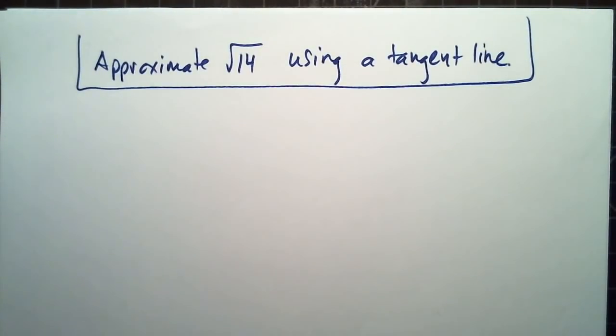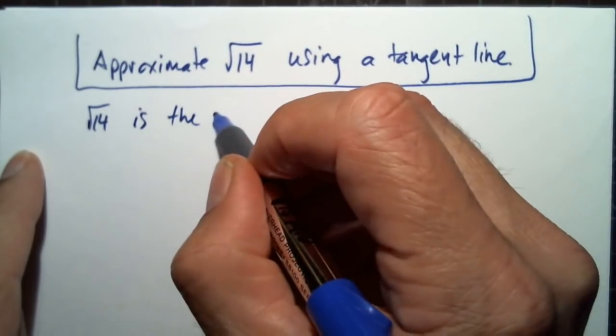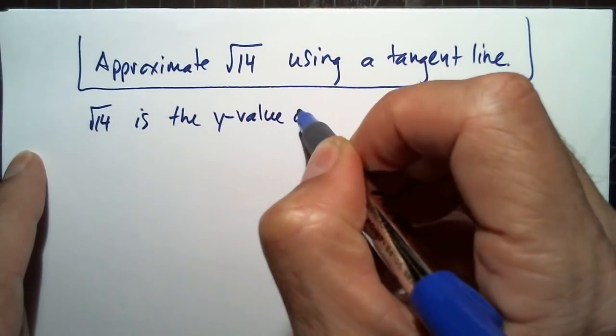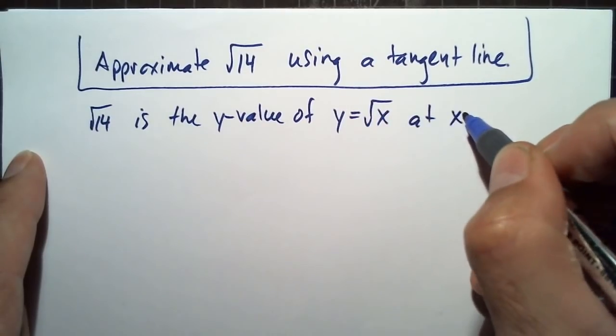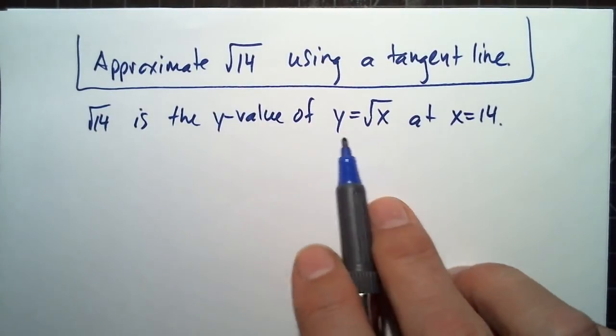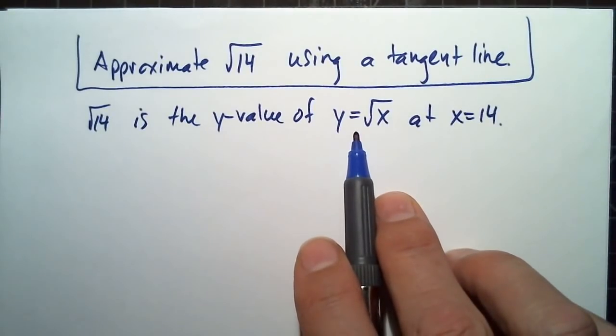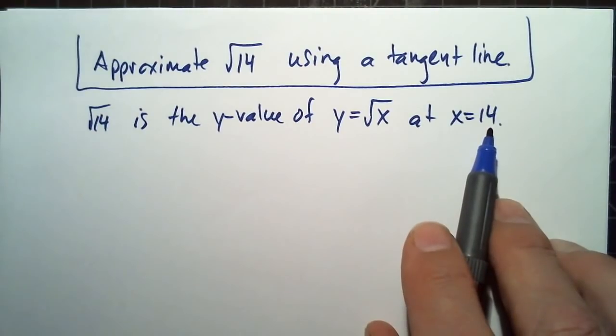So if we're going to make a tangent line, we need to have a function. And maybe you don't see the function. There's no equation here. Radical 14. Well, we could say that radical 14 is the y value of y equals radical x at x equals 14. So now if we think of this as being a function value for this function, now we have an equation and we can graph it. We can find a tangent line at a point close to 14.